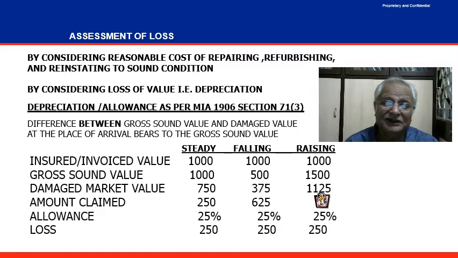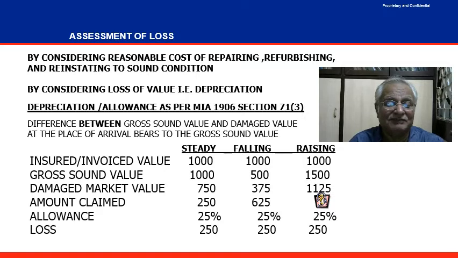Similarly, during a rising market, the market may rise to such an extent that when you try to sell this cargo in a salvage market, you get an amount equal to the sum insured. At that time the insurance company comes and says, look, your sum insured is 1,000 rupees, you are getting 1,000 as salvage. Where is the question of loss? No, there is a loss. Now, the method of assessment of losses is indicated as per this section 71.